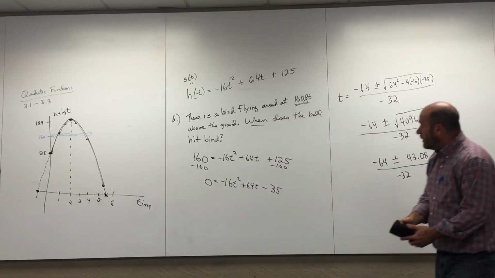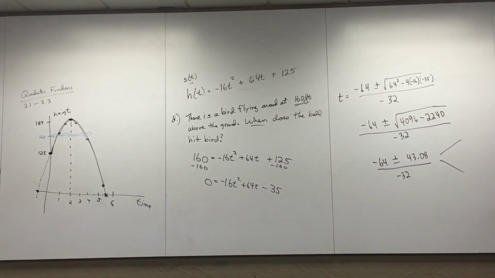Negative 64 plus that 43.08 equals that. And then when I divide by negative 32, I'm getting this little answer, 0.65375, I'll just call that 0.65. 0.65 seconds. You guys okay? That's a 6. What's the other one? The other one is negative 64 minus the 43.08, and then divide that by negative 32.